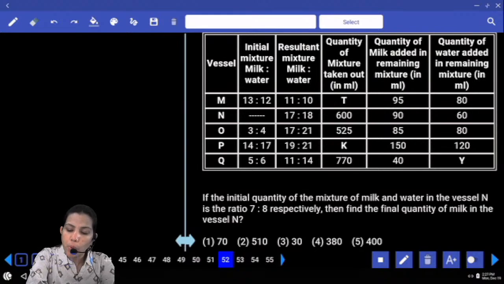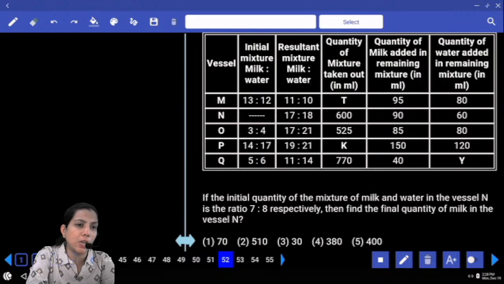If the initial quantity of mixture of milk and water in the vessel N is in the ratio 7:8 respectively, then find the final quantity of milk in the vessel N. Vessel N లోకి వస్తున్నానన్న. Vessel N, what is the resultant milk and water ratio? 17:18. Water how many parts? 18 parts. So definitely, the options must be an 18 multiple.